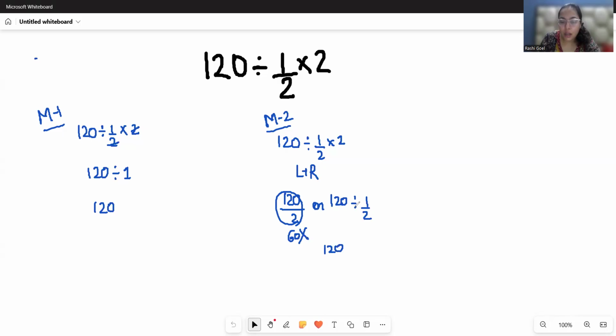But 120 divided by 1/2, we will write it as 2/1. So it's 120 divided by 2 times 2. So this will be wrong. So we have to write it as 120 times 2 and the left times 2. So it's 120 times 4, that is 480.